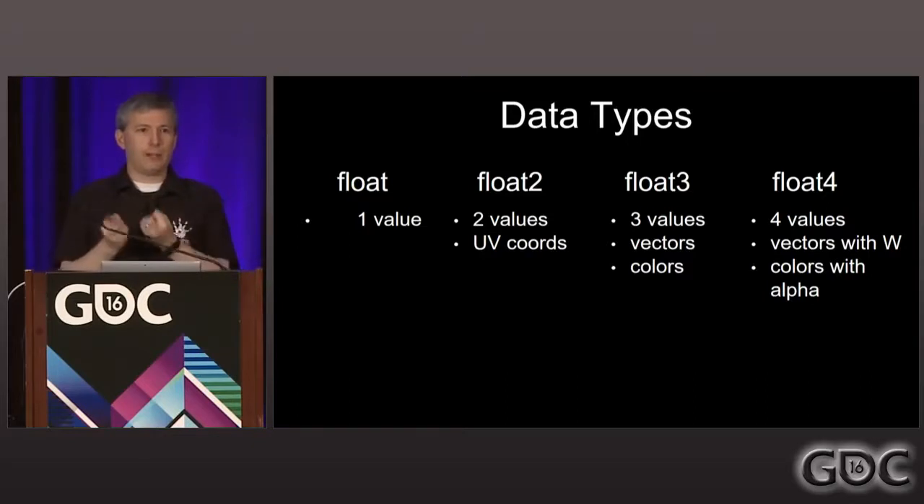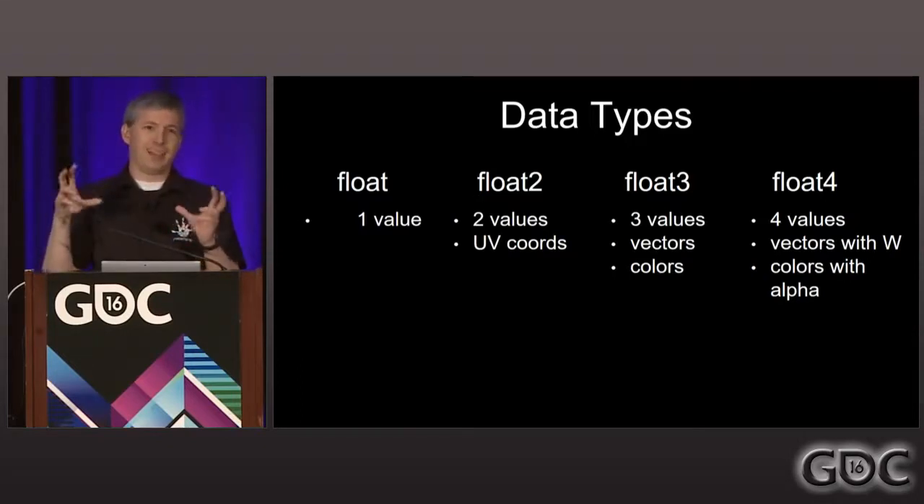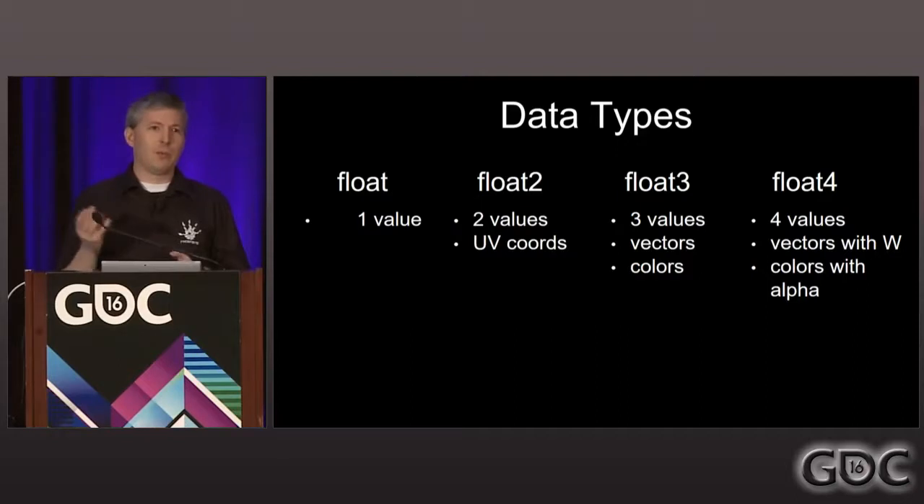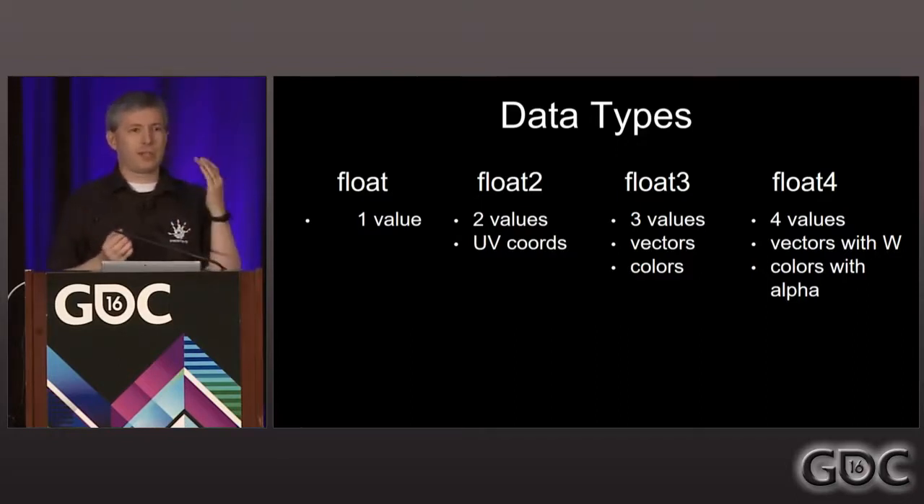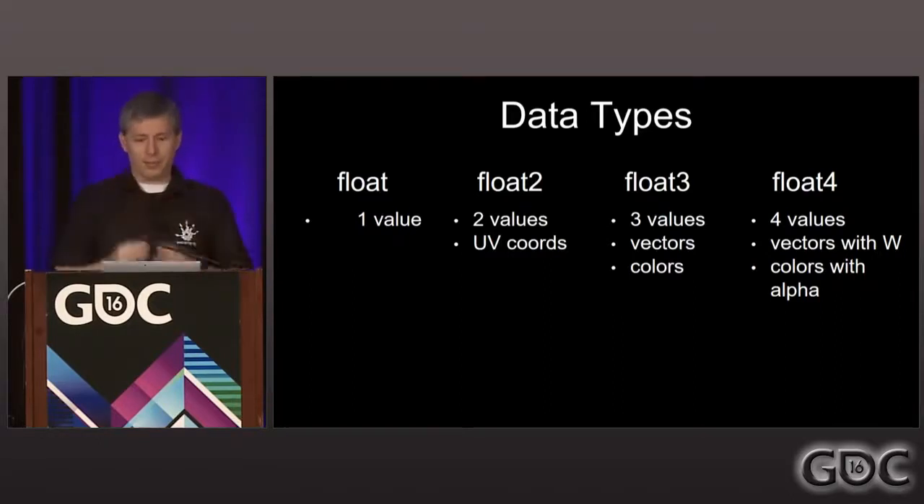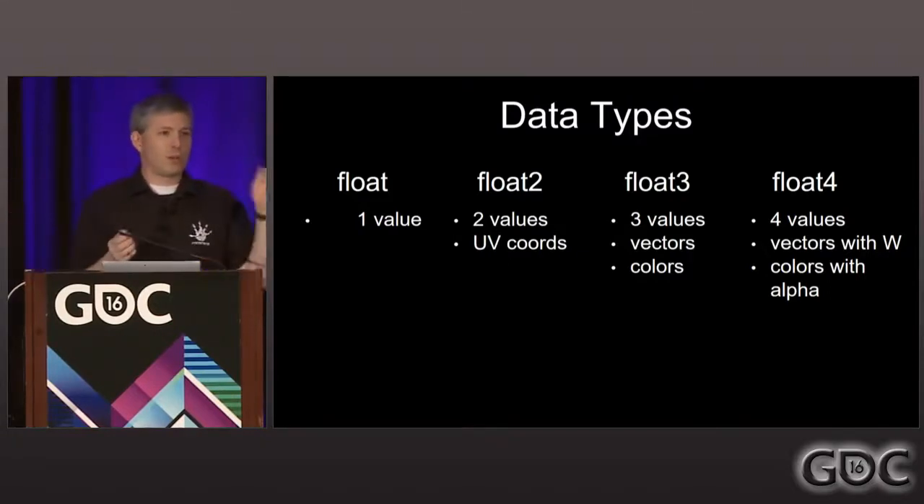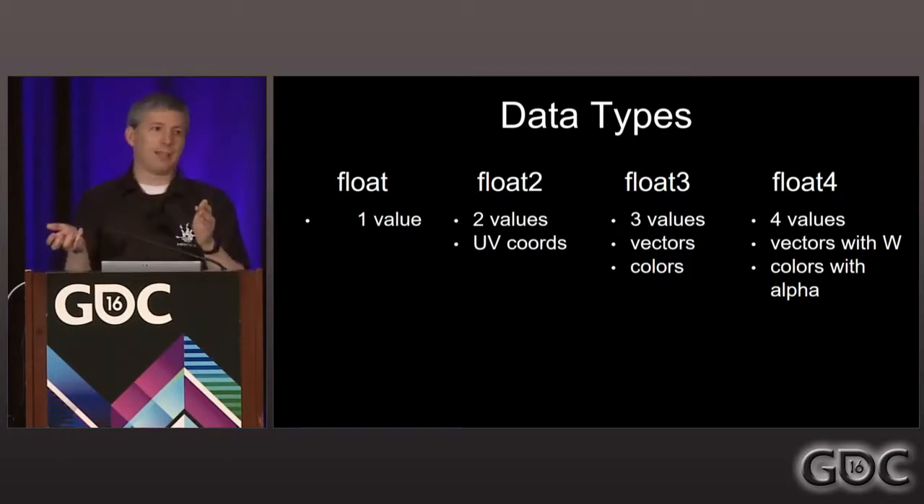Float 2 can fit 2 values. And usually we use float 2s for UV coordinates because you have a U value and you have a V value, and those things fit nicely into a float 2 data type or container. Float 3, there are 3 values, and we use these things for vectors because vectors have an X, a Y, and a Z component. So that becomes a float 3. And then for float 4, those are vectors that also have a 4th W component. Or it also works for colors with an R, G, B, and an alpha value, right? Red, green, and blue, and alpha.